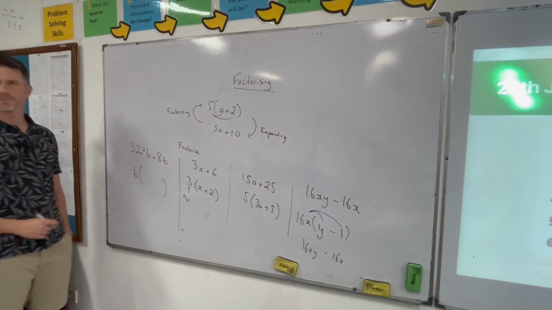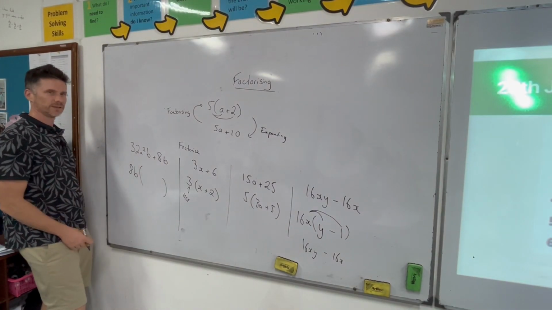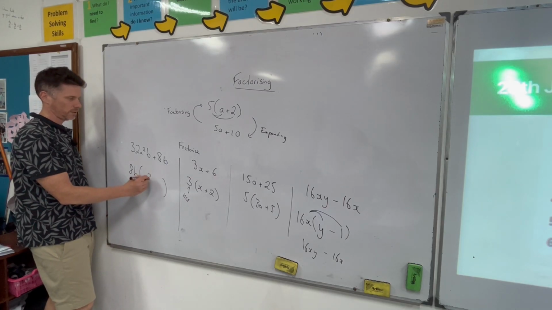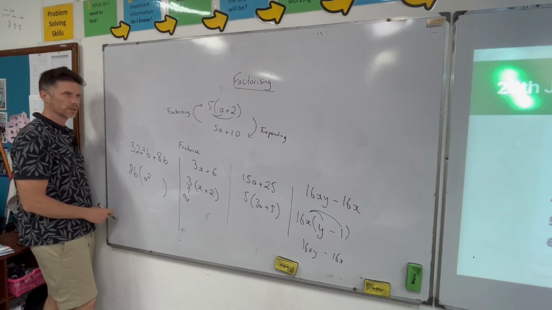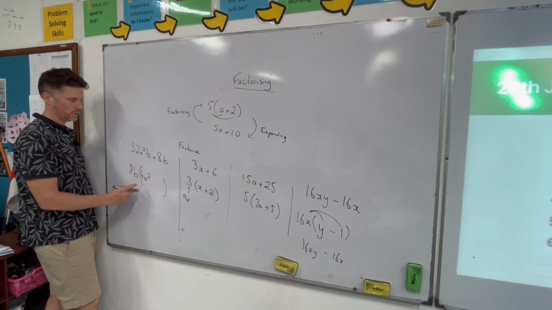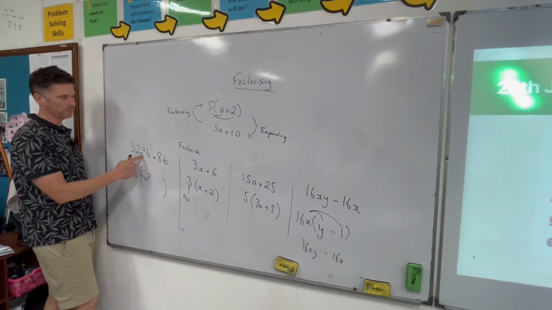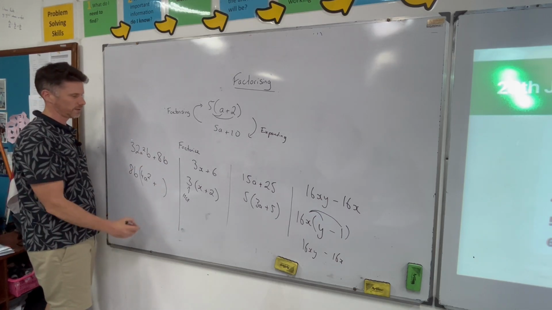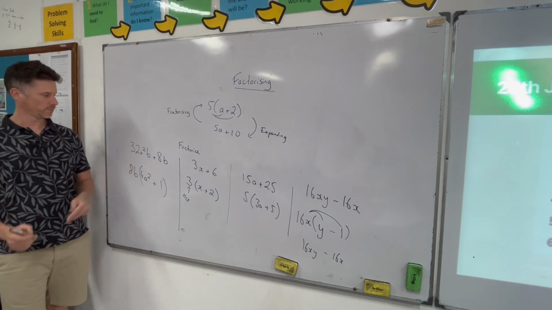What number goes outside? 8. What's left here? Just a squared? 32 as well? Well, it's got to make 32, and this multiplies by this. 4, because 4 times 8 makes 32, and a squared times b makes a squared b. Yeah, that's right. Plus what? 1. Plus 1 again, yes. 1 times 8b makes that.